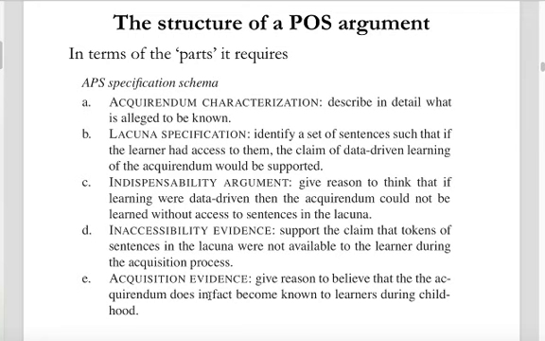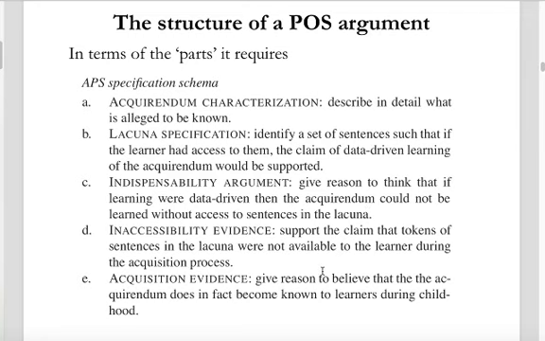Right? Then you have to specify what they call the lacuna. So it's a set of sentences such that if the learner could hear those sentences, then they'd be able to learn this from the data, and the claim of data-driven learning would be supported. You have to additionally show that those data are indispensable for learning, right? So if learning were data-driven, then you could not possibly get the acquirendum without having access to the sentences in the lacuna.